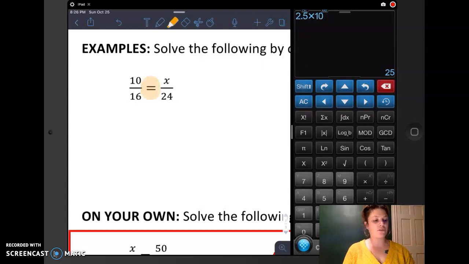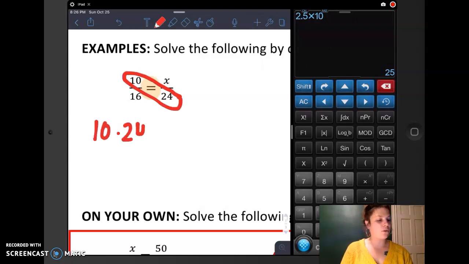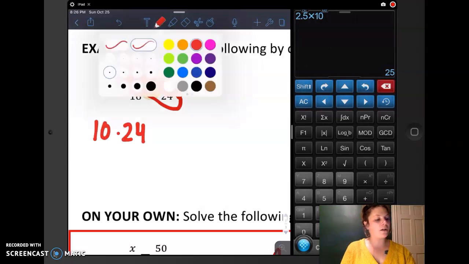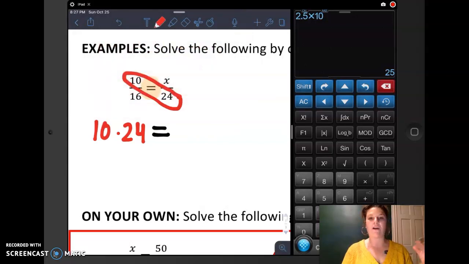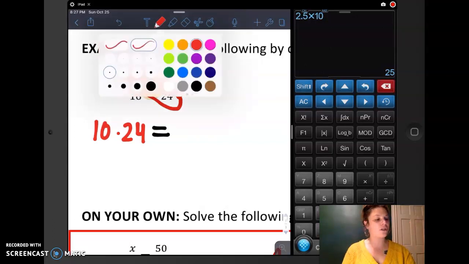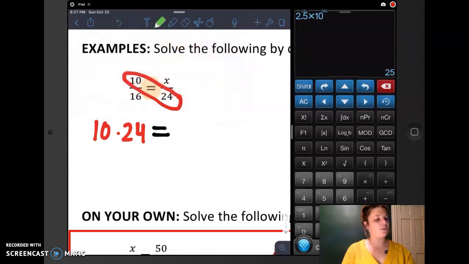So the first thing you want to do is highlight that equal sign in the middle, just to convince yourself that, yep, I can use cross multiplying. Then you're going to multiply the cross items. That's why it's called cross multiply. So I'm going to rewrite this: 10 times 24. It really does not matter what order you do the multiplication in, as long as you have the ones that are diagonal to each other on the same side of the equal sign. So I could have put the 10 times the 24 on the right.